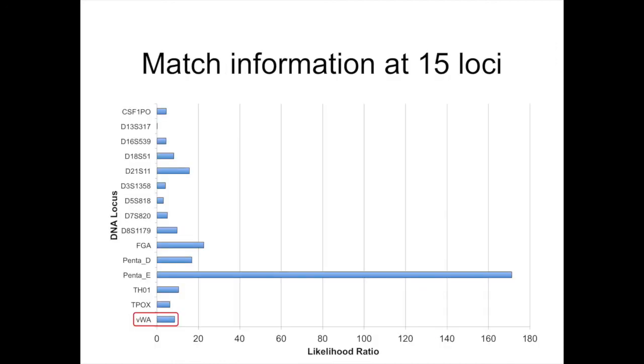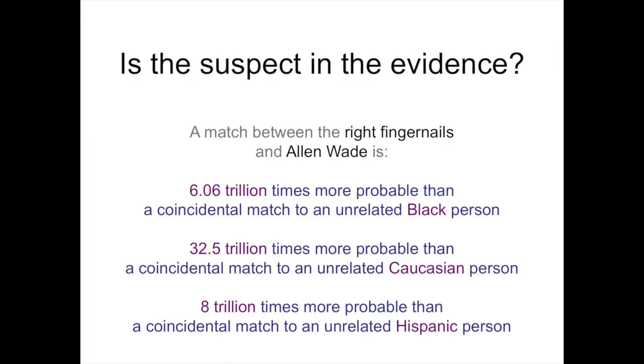Doing this at all 15 locations, they're listed from top to bottom on the left vertical axis, and then looking at the match statistic shown on the x-axis on a scale of around 0 to 150, we see how much match information there is. Circled in red is the 11 that we just saw at VWA. Multiplying these numbers together from independent loci gives us the match statistic. And we can then say that a match between the fingernails and Mr. Wade is 6 trillion times more probable than coincidence, which is certainly better than saying nothing.